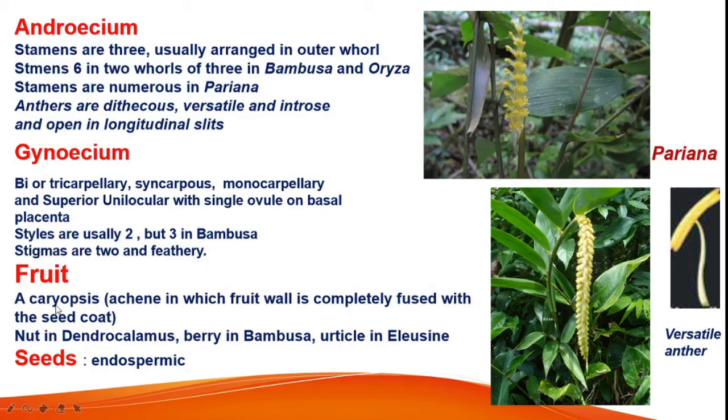The fruit of the plant family is a caryopsis, in which the fruit wall is completely fused with the seed coat. Nut in Dendrocalamus, berry in Bambusa, utricle in Eleusine. The seeds are endospermic. You can see here the Pariana plant, this is the inflorescence. You can see here the anther structure, that is versatile anther, that can swing to both sides. This is the arrangement of the versatile anther.